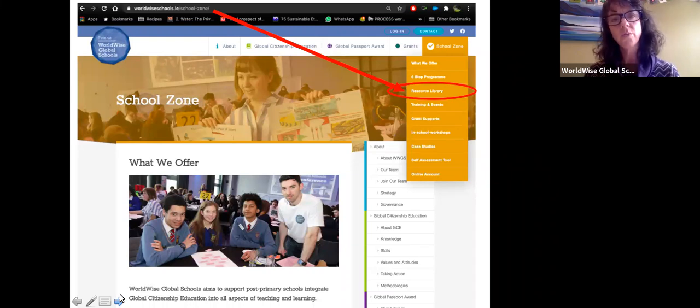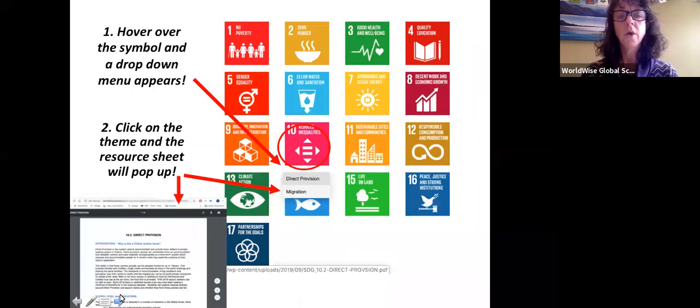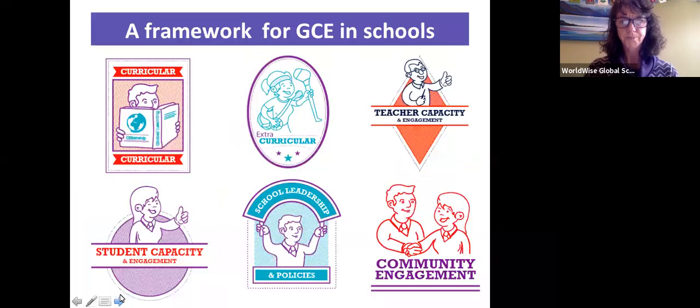We have a website that's full of resources, and a huge resource library. You'll see there a link to training and events. We've also organised it by the Sustainable Development Goals, so you can go into the goals and find global justice themes within them.